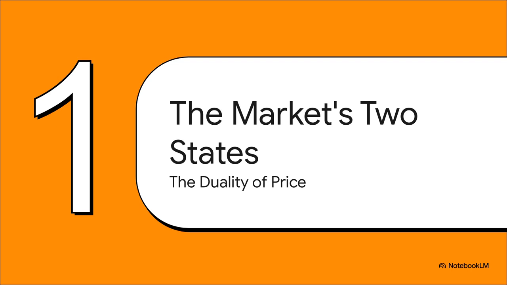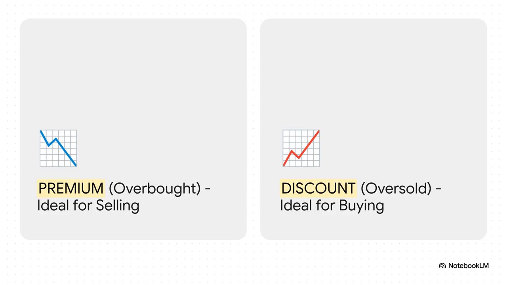Okay, let's start with the big idea, the lens you need to see everything through. At any given moment, within any trading range, the market is either at a premium or a discount. That's it. It's always one or the other. Think of it like shopping. A premium? That's when something is overbought. Prices are high, they're expensive. This is where institutions are looking to sell or get rid of their long positions.